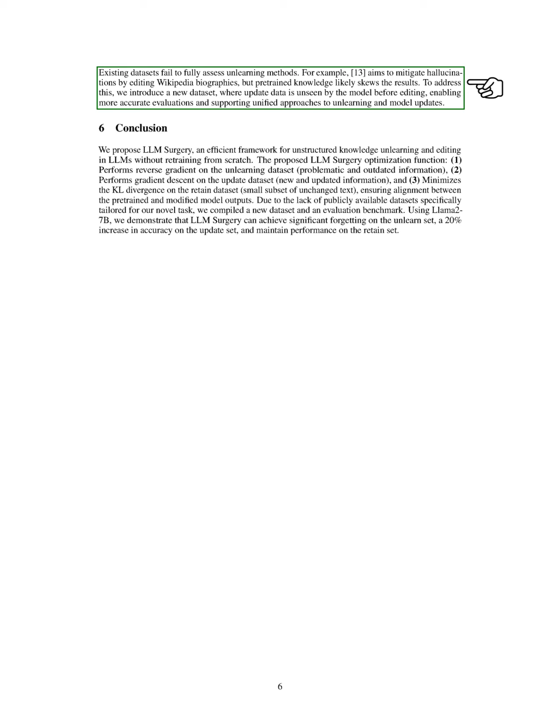We also note that existing datasets do not fully evaluate unlearning methods. For instance, some efforts to reduce hallucinations by editing Wikipedia biographies may be biased due to pre-trained knowledge. To overcome this, we introduce a new dataset where the update data is not seen by the model before editing, allowing for more accurate evaluations and supporting our unified approach to unlearning and model updates.